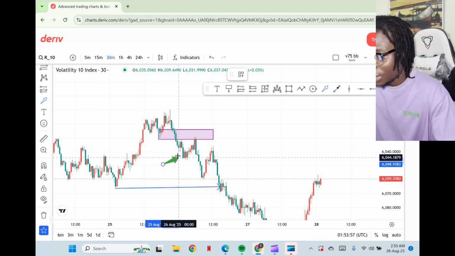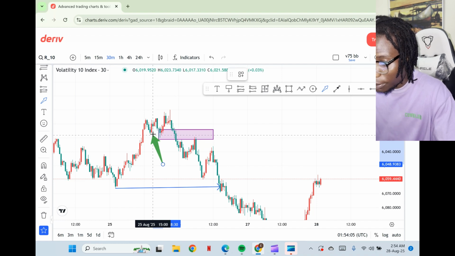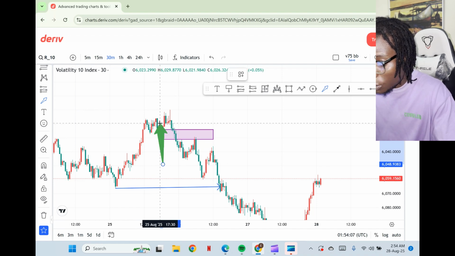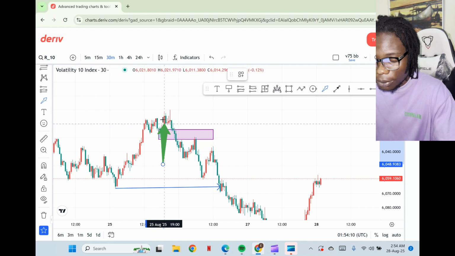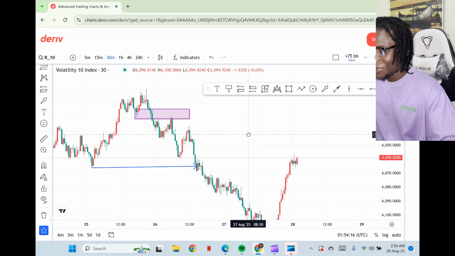Okay, like I said, it's the same thing: swing high, swing low, swing high, sorry, swing low, swing high. Okay, you can see order block, order block. Okay, swing low, swing high, you can see order block, order block. This is just it, guys. There's not much to talk about.